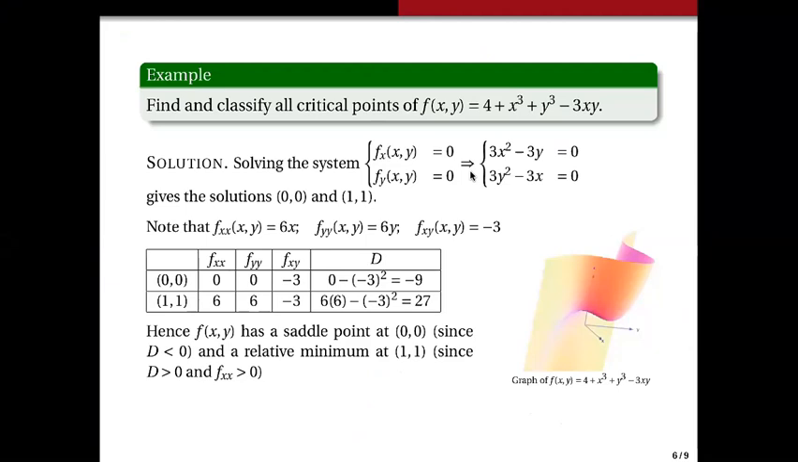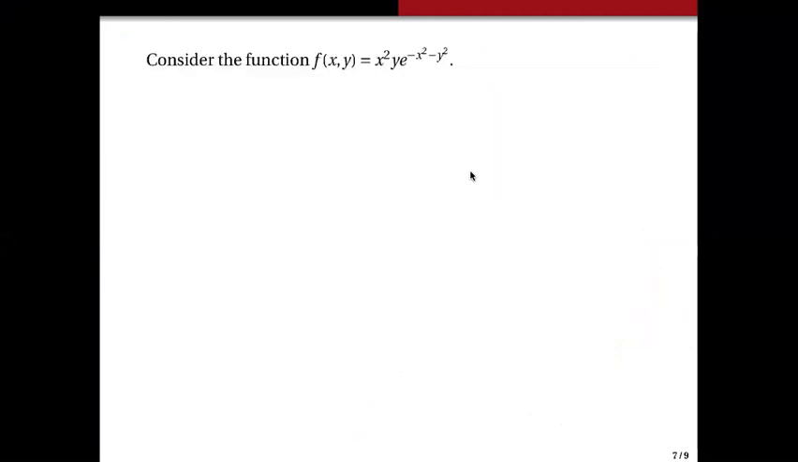Now, let's look at our second example here. Let us now consider the function f of x comma y equals x squared y e raised to negative x squared minus y squared. So let us study this function. What we want to do is to get the critical points, and then we can identify or classify the critical points.